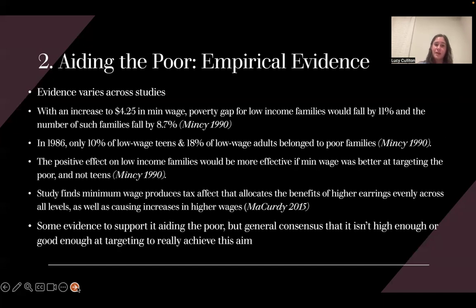Another study found that minimum wage produces a tax effect that allocates the benefits of higher earnings evenly across all levels, as well as causing increases in higher wages. So both of these studies find that it doesn't work hugely in aiding the poor or reducing inequality. While there is some evidence to support that it aids the poor, the general consensus is that it isn't high enough or good enough at targeting to really achieve the same.